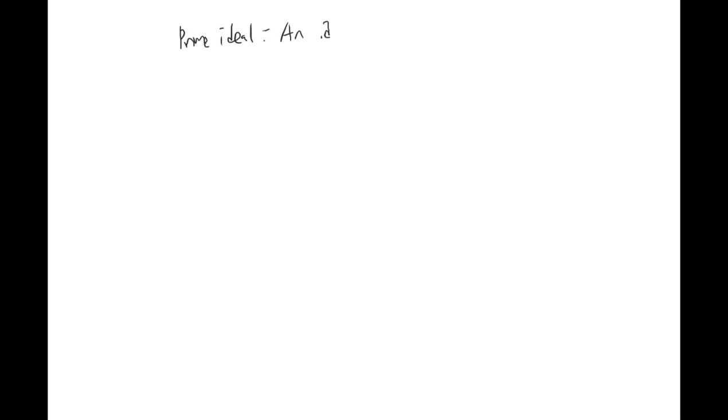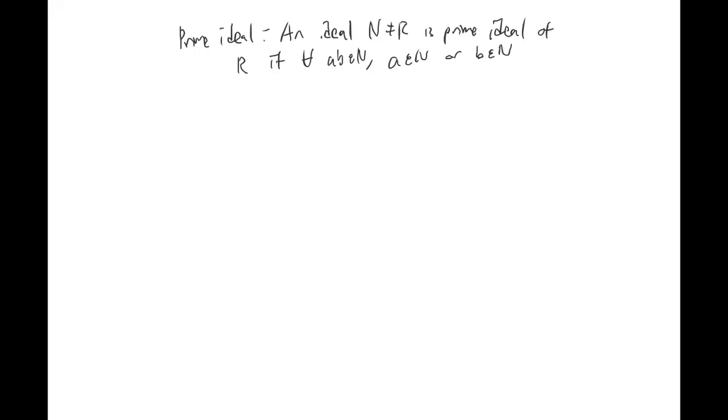An ideal N not equal to R is prime ideal of R if for all a, b in R, a b in N implies a is in N or b is in N. So whenever you have a product of two elements in R that is in N, one of them has to be in N. It doesn't need to be both, just one of them.